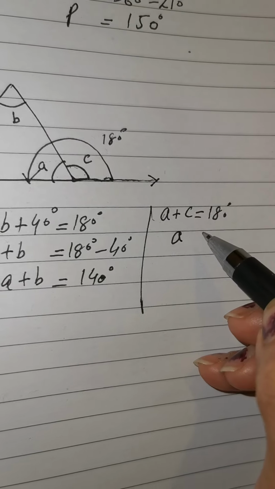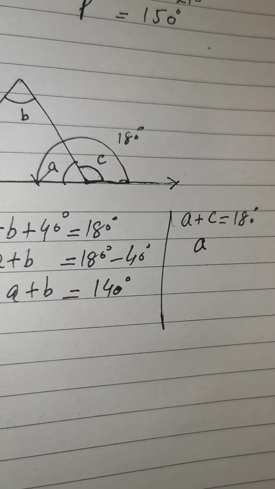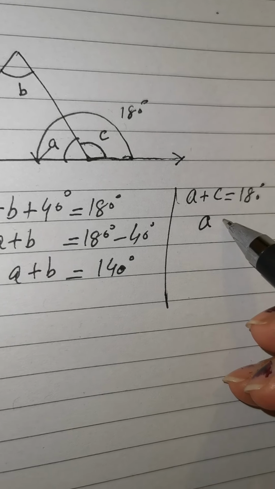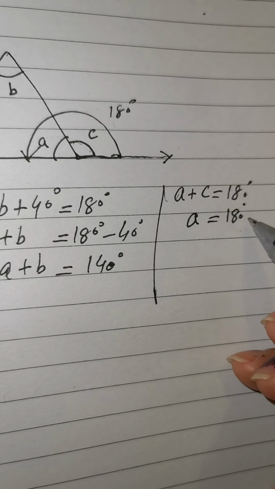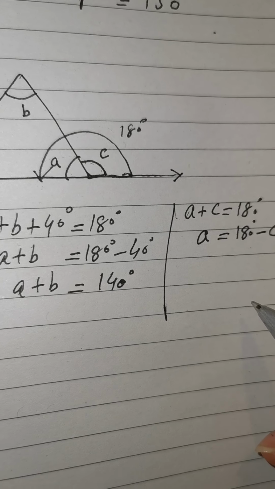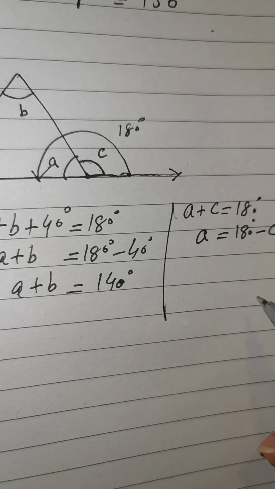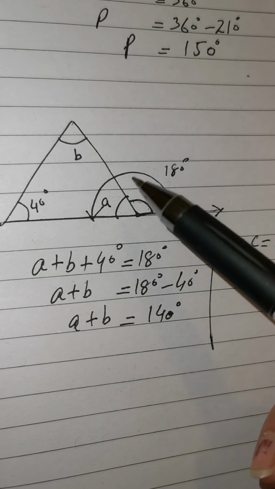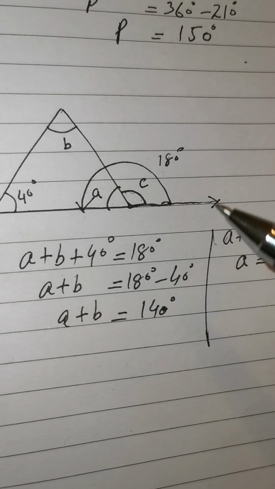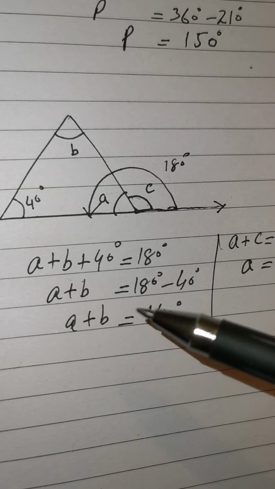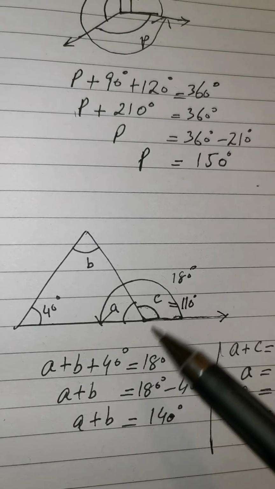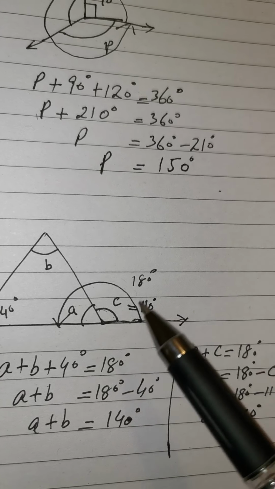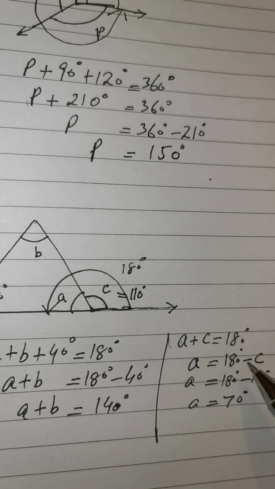From here, you can easily find the value of the C angle. How can we find it? It will be equal to 180 degrees minus A. So it will give me the value of this like that. And one fact we have learned is that A plus C, their sum is equal to 180 degrees, and also we have been given the value of C, which is 110 degrees.